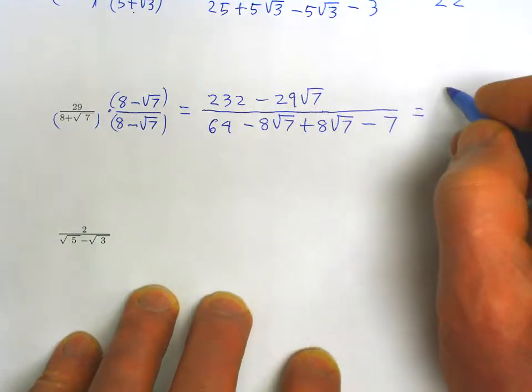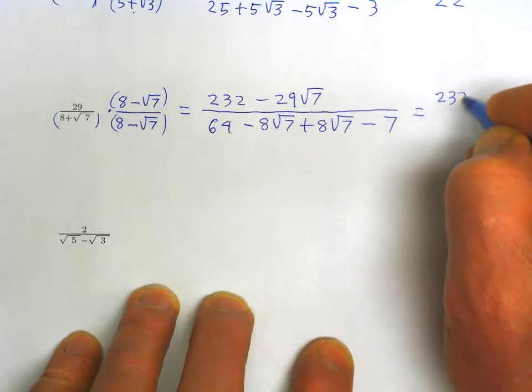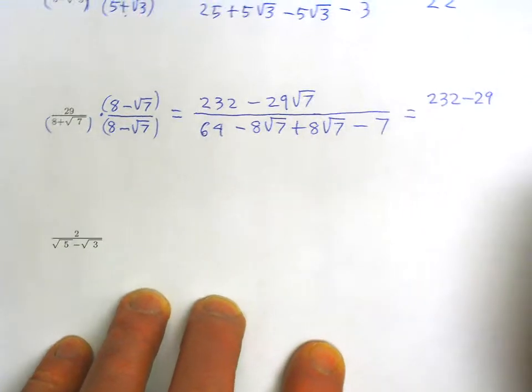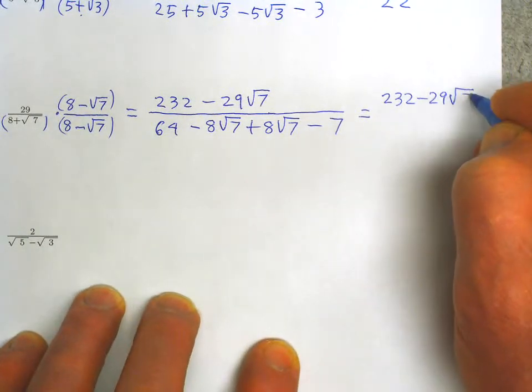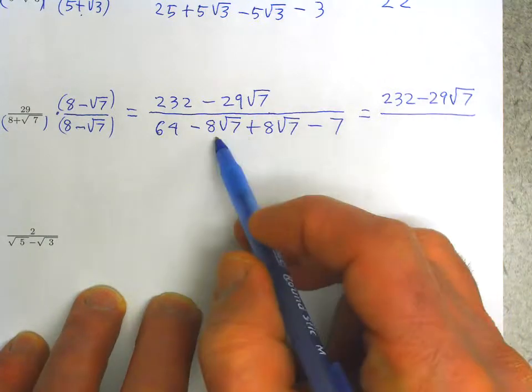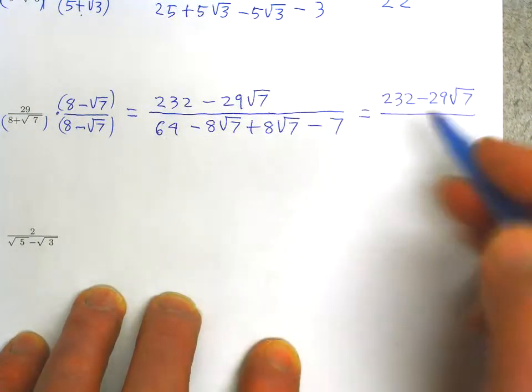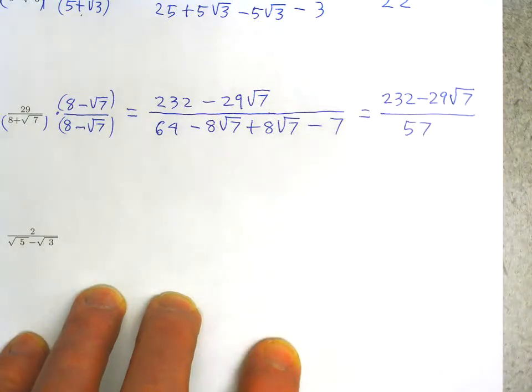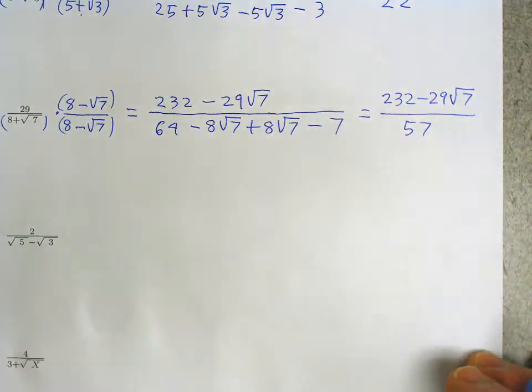And then the simplified result in the numerator, 232 minus 29 times the square root of 7. And in the denominator, we're just left with 64 minus 7, which is 57. So that's the simplified result.